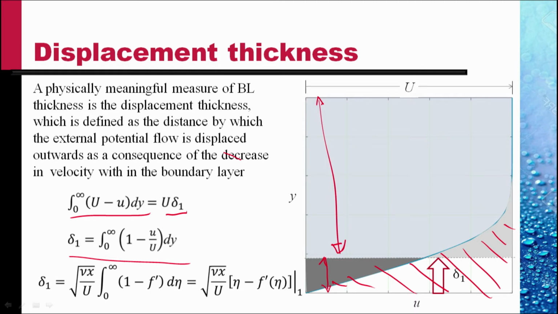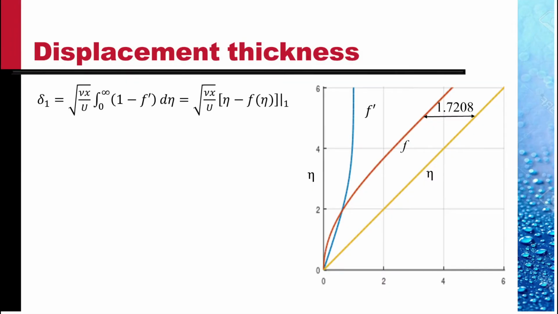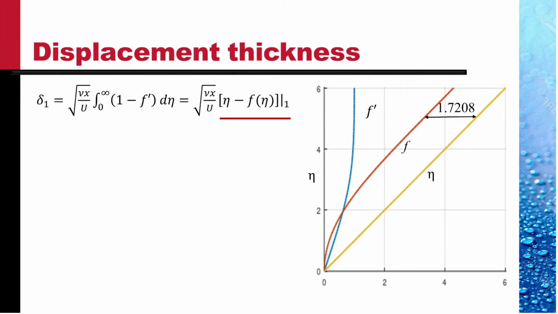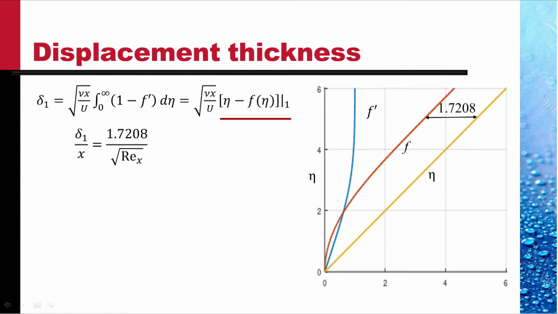Then delta 1 is evaluated as this, where subscript 1 at the end denotes that the value of eta minus f of eta should be evaluated far away from the boundary. If we plot f prime, which is u by capital U, and we plot f and we plot eta, then eta minus f tends to a constant value of 1.7208 as eta tends to infinity. So the value of this is 1.7208, and the displacement thickness is now given by this expression.